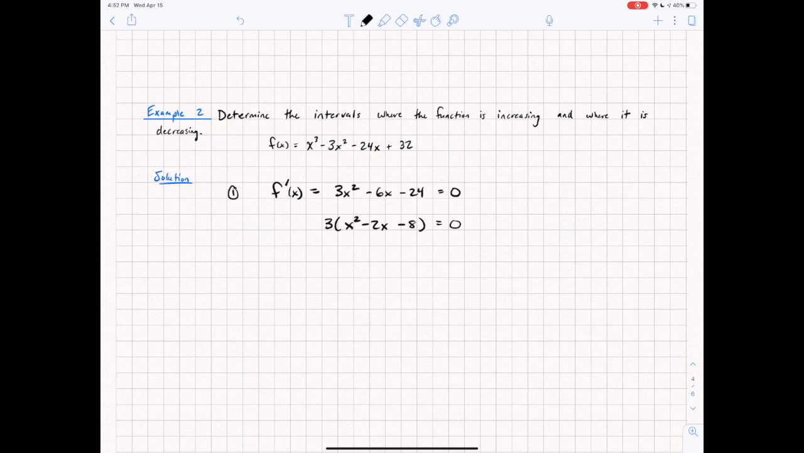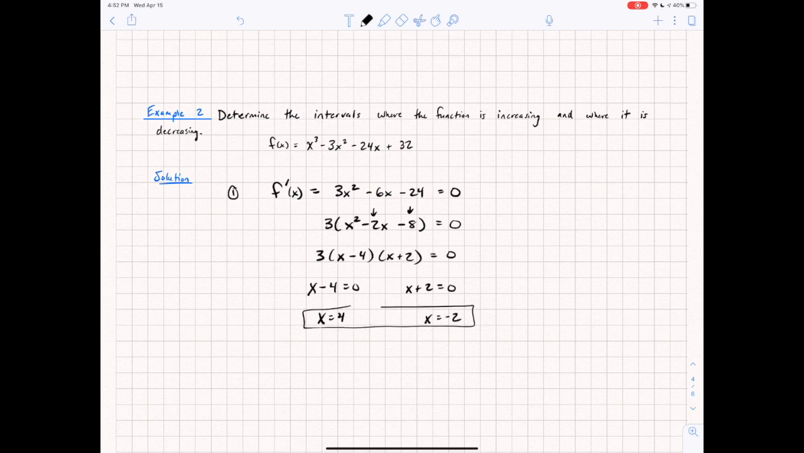And then I'm going to factor this quadratic. What multiplies to give me -8 and adds to give me -2? So that's going to be x minus 4 and x plus 2. And then I'm going to apply the zero product property. This would tell me that x minus 4 has to be equal to 0 or x plus 2 has to be equal to 0, giving me x is 4 and x is -2.